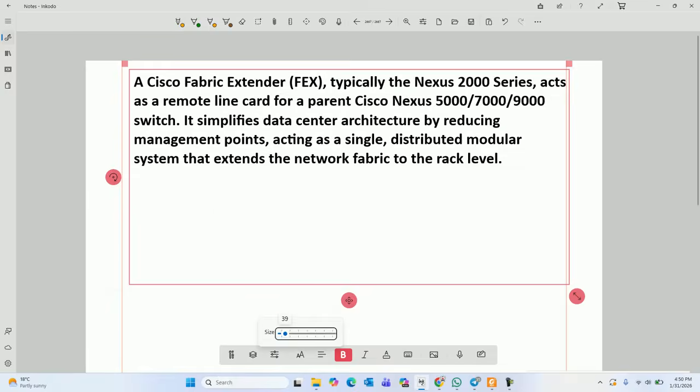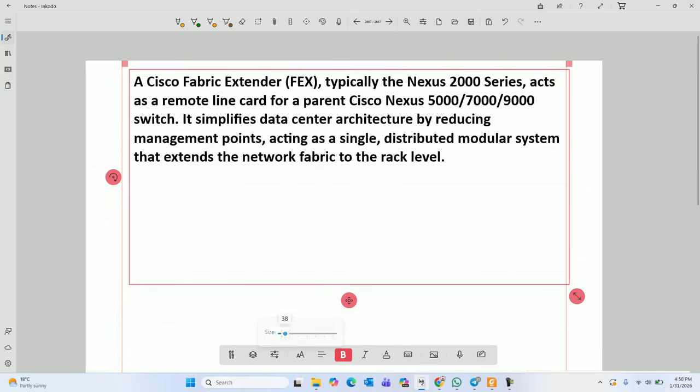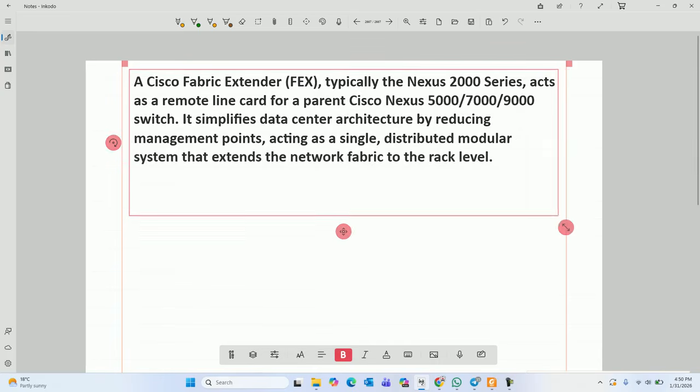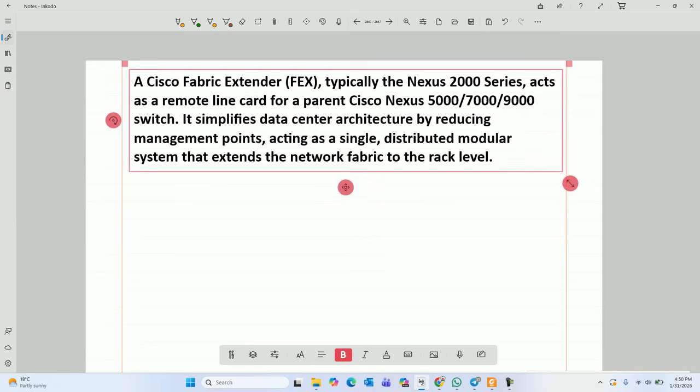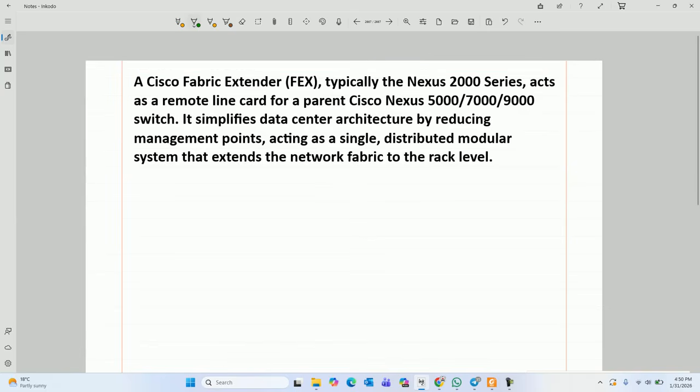I don't want to go that side, but I just want you to have an understanding so that you don't get confused. A Cisco Fabric Extender, typically the Nexus 2000 series, acts as a remote line card for a parent, which can be 5000 series, 7000 series, or 9000 series switches. It simplifies data center architecture by reducing management points, acting as a single distributed modular system that extends the network fabric to the rack level.